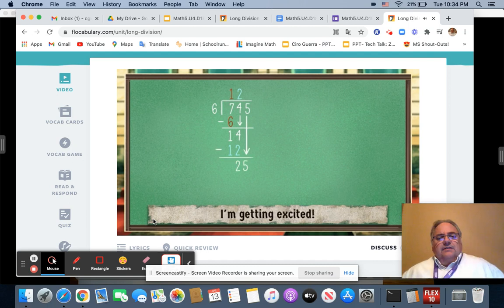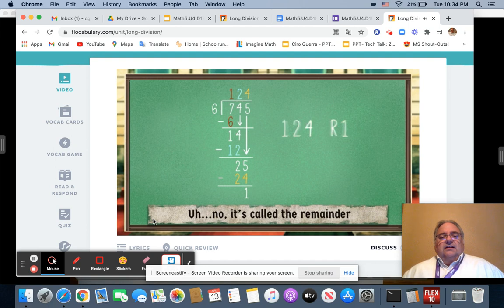I'm getting excited. 6 into 25 goes 4 times. 4 times 6 is 24, no lie. When we subtract, we have 1 left over. Throw it to the pig of doom. No. It's called the remainder. We write it like this on the paper.